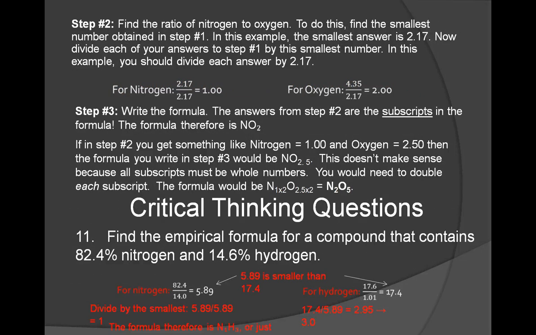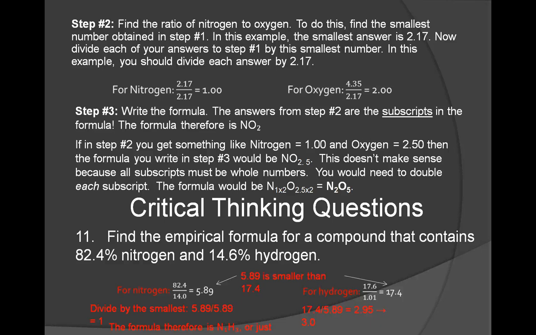Step 2. Find the ratio of nitrogen to oxygen. Do this by finding the smallest number obtained in step 1. In this example, the smallest number is 2.17. Now divide each of your answers from step 1 by the smallest number. In this example, divide each answer by 2.17.